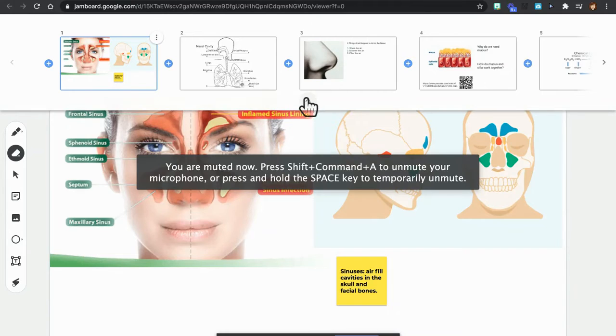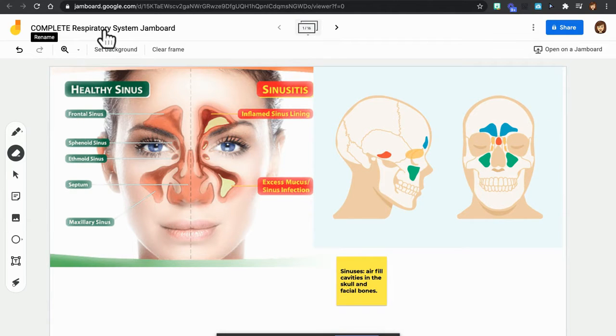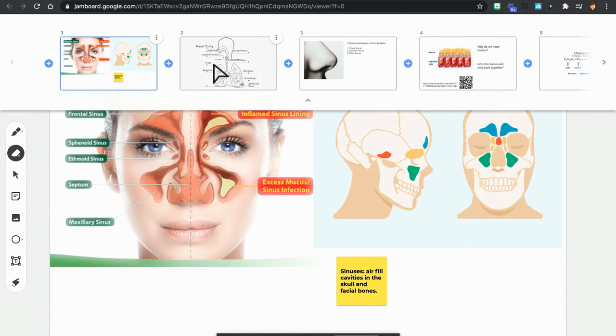Okay, so I've shared a new Jamboard with you guys called the Complete Respiratory System Jamboard. I want to add to that and complete our initial understanding of the respiratory system, leading into talking about vaping, cigarettes, etc. So let's go ahead and go to our second slide.